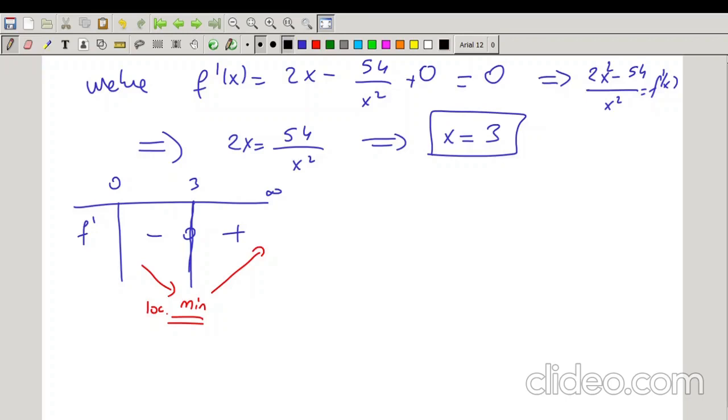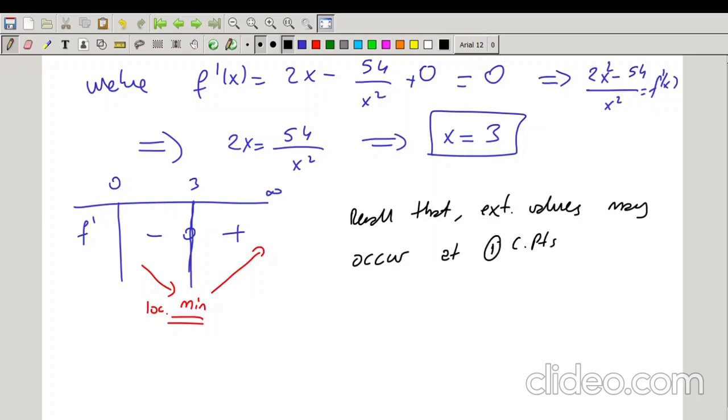But recall that extreme values may occur at one, critical points, two, singular points, three, endpoints. Here in this example, the endpoints are 0 and infinity, where f tends to infinity. For singular points, there is no singular point. Indeed, 0 is a singular point for f prime, but again it is infinity. But the critical point is x equal to 3.